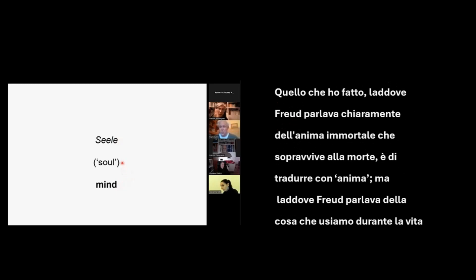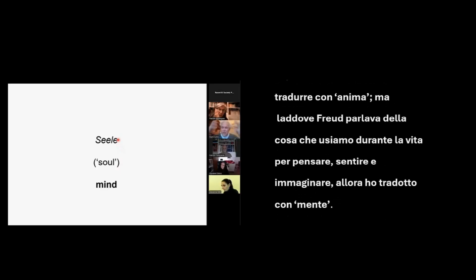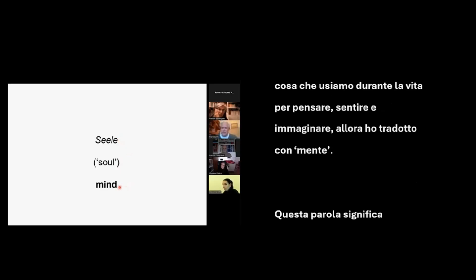What I did was where Freud was clearly speaking about the immortal soul that lives on after you're dead, when he used the word Seele, then I translated it as soul. But where Freud was speaking about the thing that we use during life to do thinking and feeling and imagining with, then I translated it as mind.